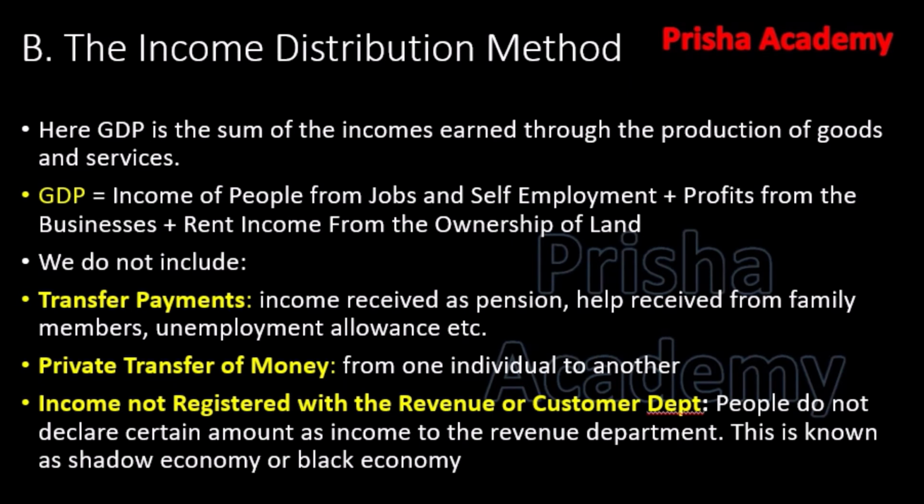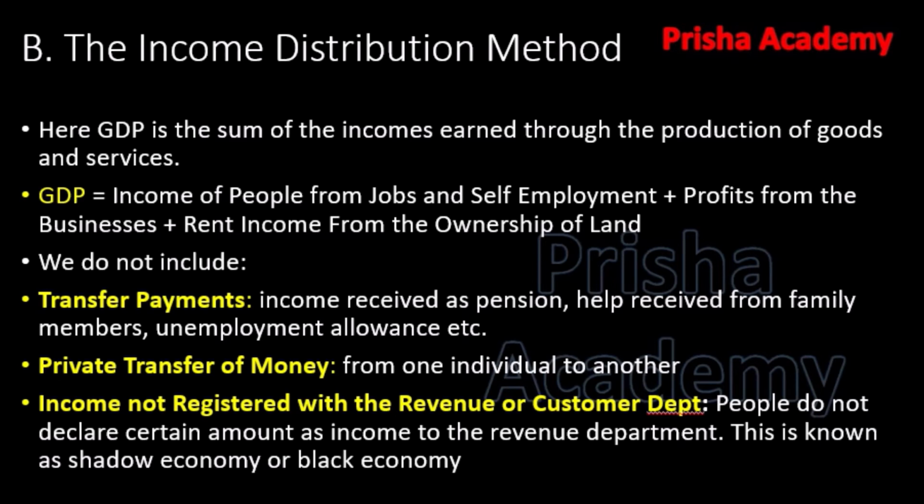Then the next method is the income distribution method. Here the GDP is the sum of the incomes earned through the production of goods and services. So GDP is equal to income of people from jobs and self-employment, plus profits from the business, plus rent income from the ownership of the land. So when we add these three incomes, we get the GDP by the income distribution method.